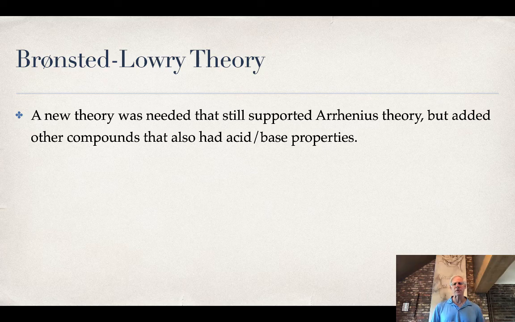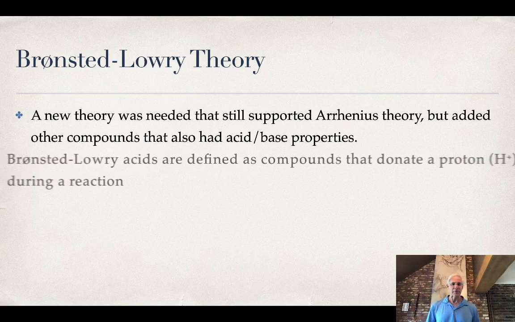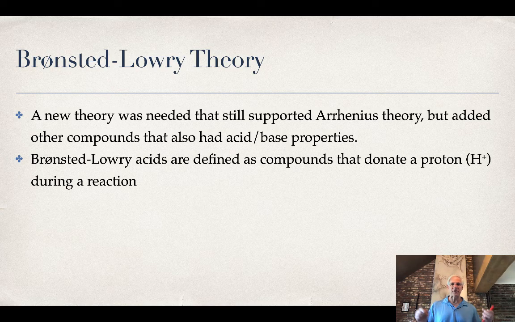So this new theory, Bronsted-Lowry theory, still needed to support the idea of Arrhenius theory, because things with H's were in fact acids, and things with OH minuses are in fact bases. But we had to then also include in this new theory other compounds that had acid and base properties that didn't fit in the Arrhenius theory. And so really I like to think of it as a bigger circle. It encompassed more compounds with acid and base properties.